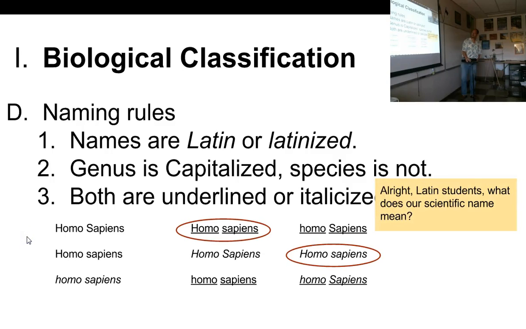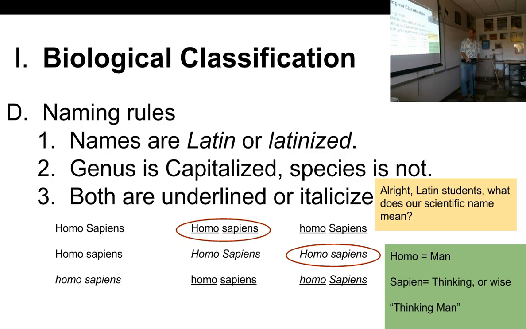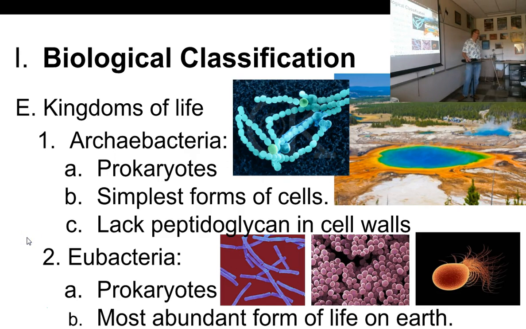All right, lab students. Oh, I just gave you the answer. What does our name mean? Thinking man. Okay, there it is. When they say man here, they don't mean the male gender. They mean the kind of creature. You are mankind.